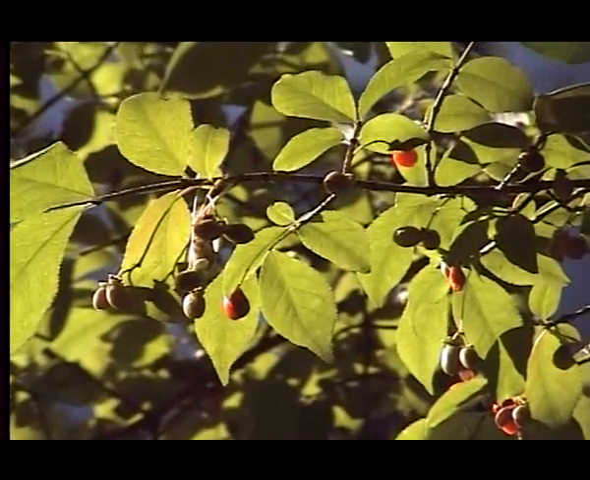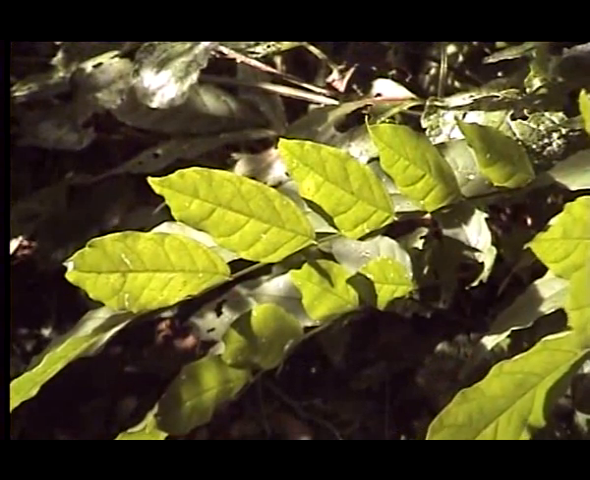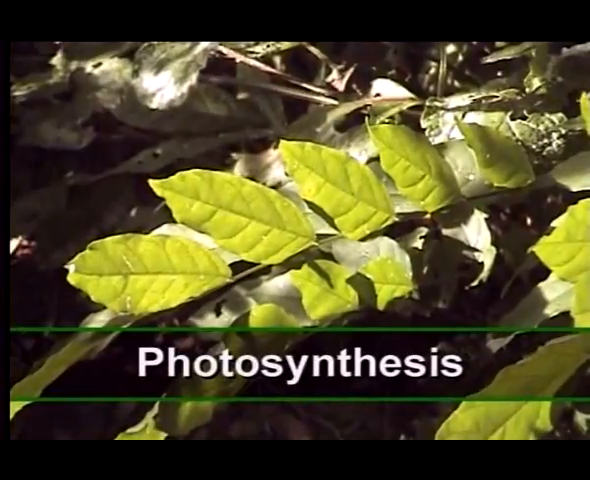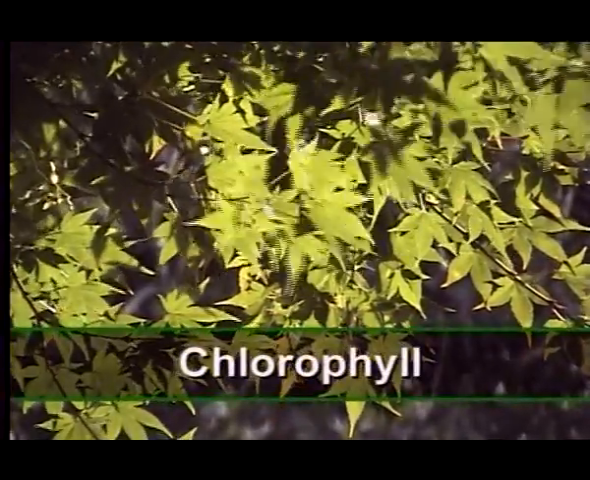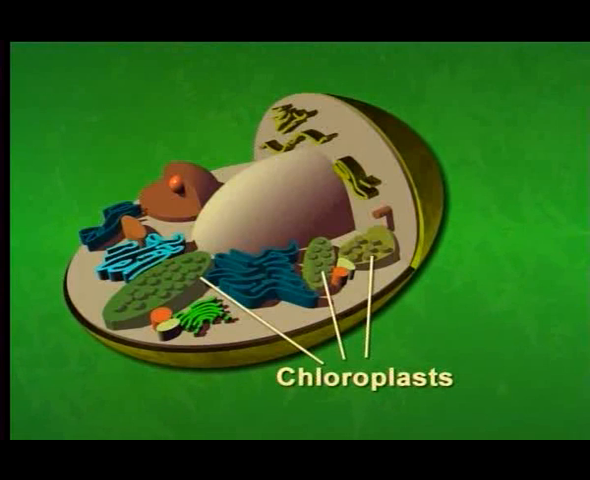Plants convert sunlight energy into chemical energy through a series of complex chemical processes. This conversion is called photosynthesis. Green plants get their color from a substance called chlorophyll. It is found in organelles called chloroplasts within the plant cells. The entire process of photosynthesis takes place in the chloroplasts.